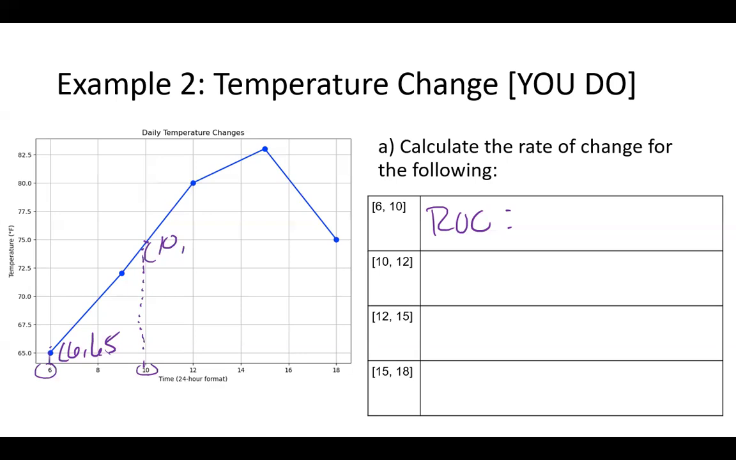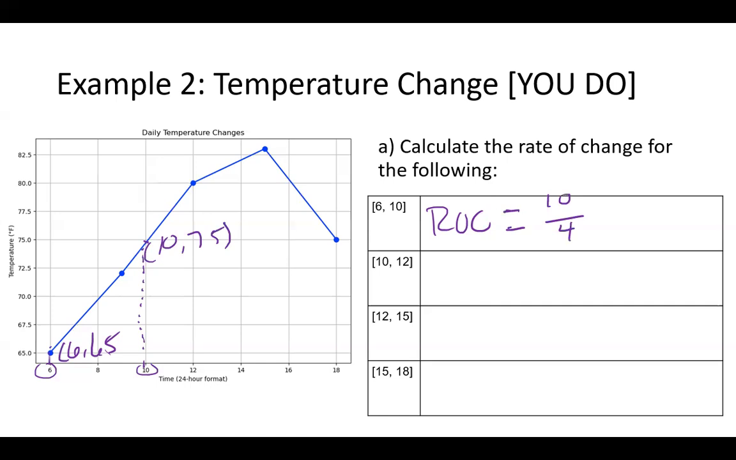What is this piece of the line doing? This is what we're here for. Okay, so from here to here, I would probably just stick to 75 for ease of calculating. So I went from 65 to 75, which is a change in my y of 10. And then I went from 6 to 10, which is a change in my x of 4, right?